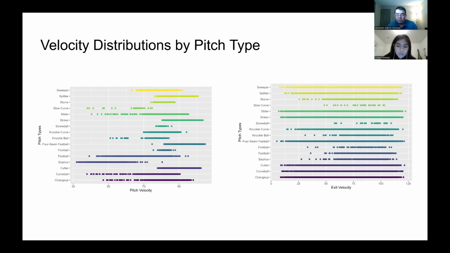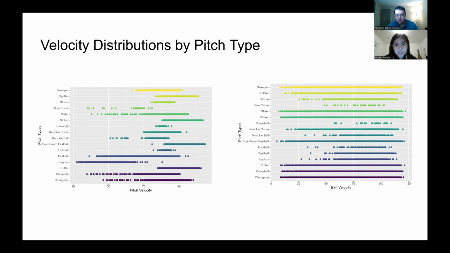And in comparison, the sinker is typically pitched at a velocity above 90 miles per hour, while the batter typically hits a sinker at 100 miles per hour and above. So we see that the speed of the pitch has some type of impact on the ball's exit speed from the batter.